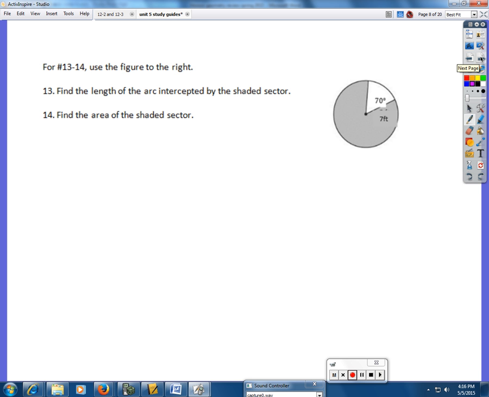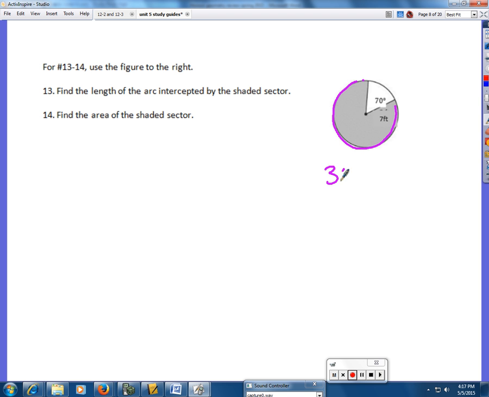Find the length of the arc intercepted by the shaded sector. Well, I'm given the unshaded sector, so I have to subtract 70 degrees. To get the measure of this arc, I have to do 360 minus 70, which equals 290. So the measure is 290. And I also need the radius, which is 7.